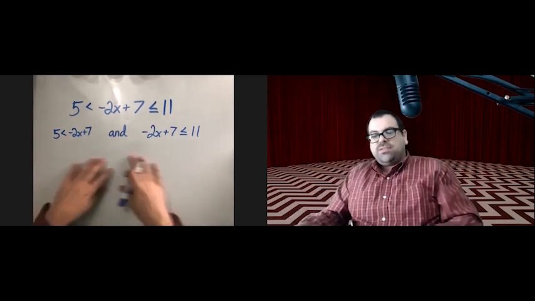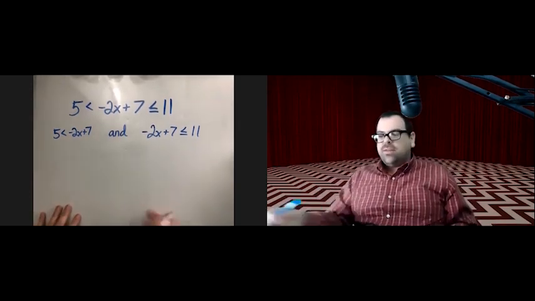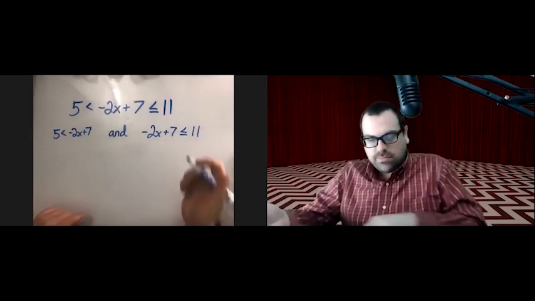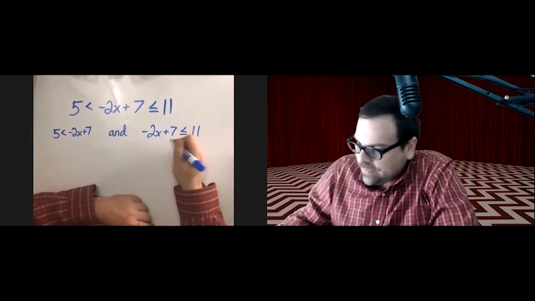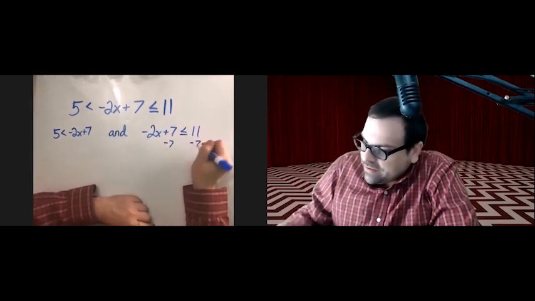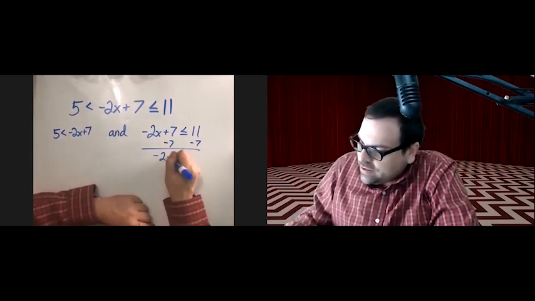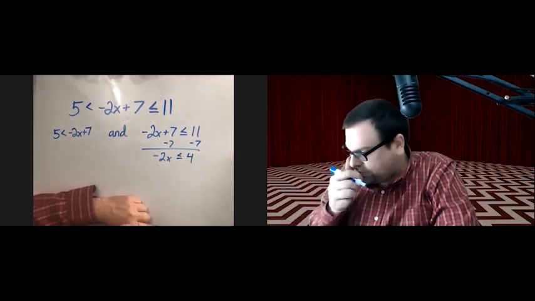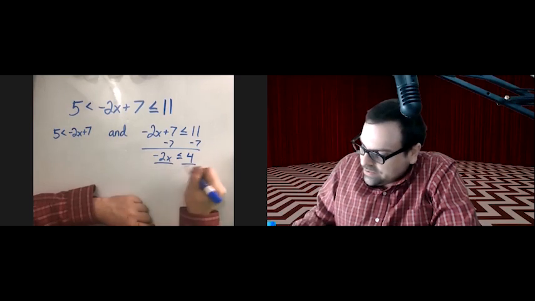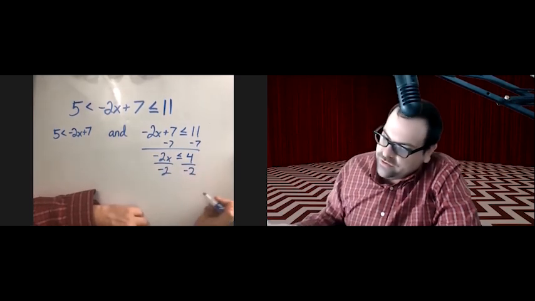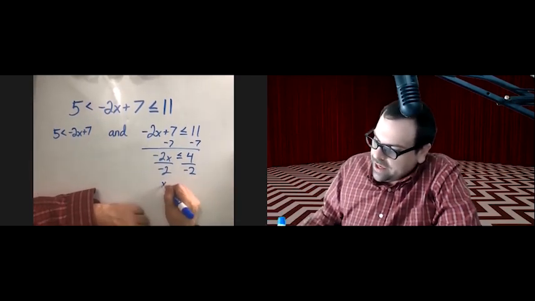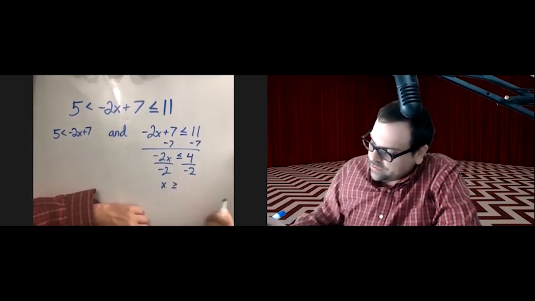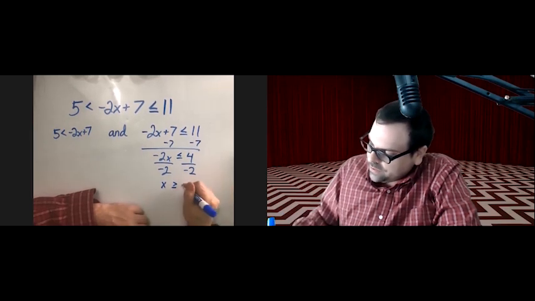So this is an and statement that joins both of these. And so let's just play out the and, then we'll come back and we'll play out the 3 part without changing anything. Seems like a good plan. If I subtract 7 from both sides, negative 2x is less than or equal to 4. Divide both sides by negative 2. X, switch this inequality, greater than or equal to negative 2.